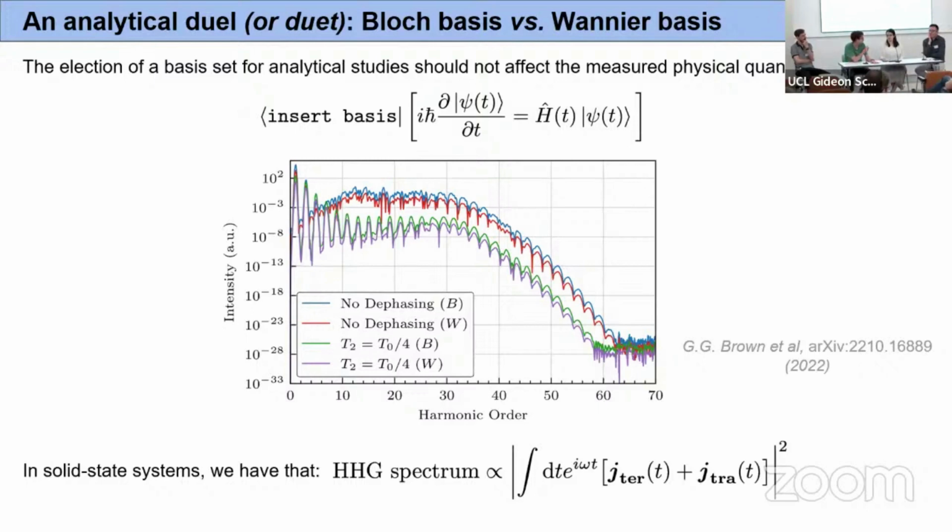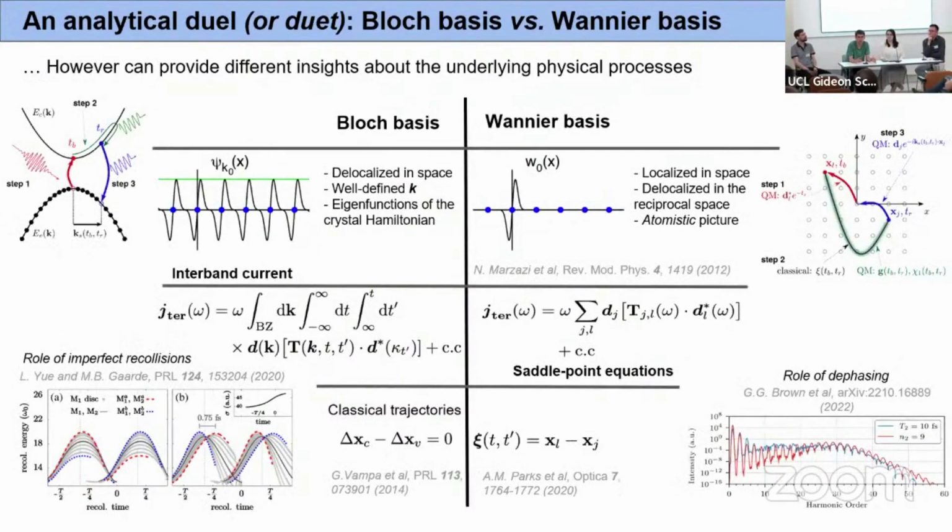As we can see in this plot here, there is no practical difference between the harmonics generated with one basis or the other, as expected. There is a small shift here, but this is just to not make the plots overlap. So in principle, one may think that this debate between the bases is sort of irrelevant, but actually I think it's not, because as I said, it can provide very different insights about the underlying processes. And in particular, when we talk about different bases, like the Bloch and Wannier bases.